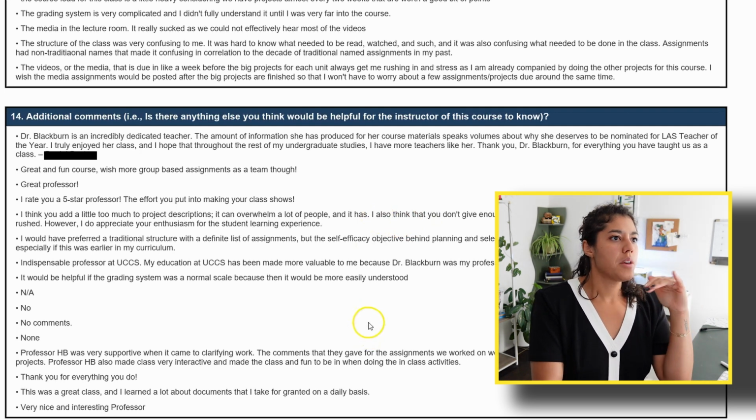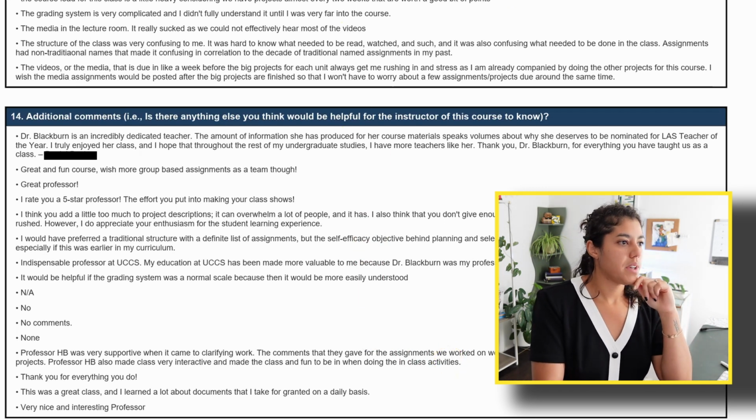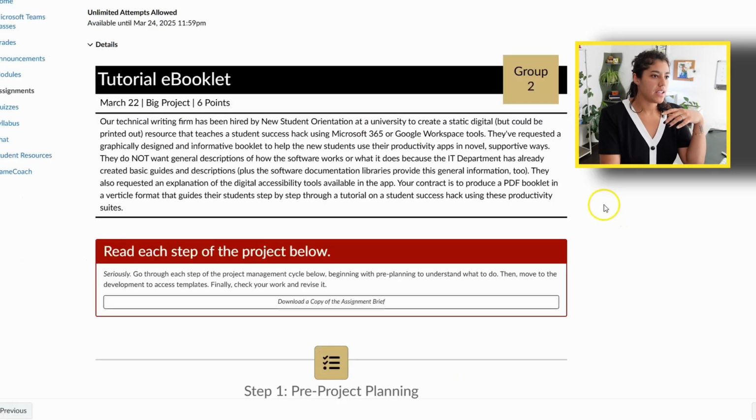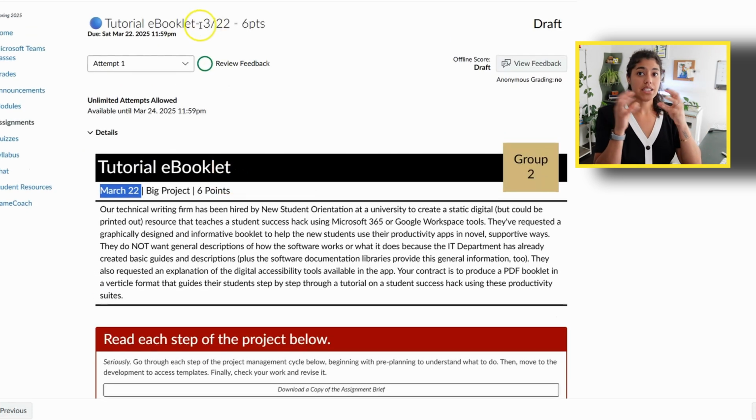So anyway, the project went well, so let's actually look at what my pages were like. So this was my tutorial e-booklet project. Basically, for every single assignment, I told them how many points they could earn with it, what it represented, and the due date right up top. I also put the due date and the points inside of the title itself, so it would show up that way on their calendars and to-do lists to give them, at every chance, a reminder of what they are working towards.